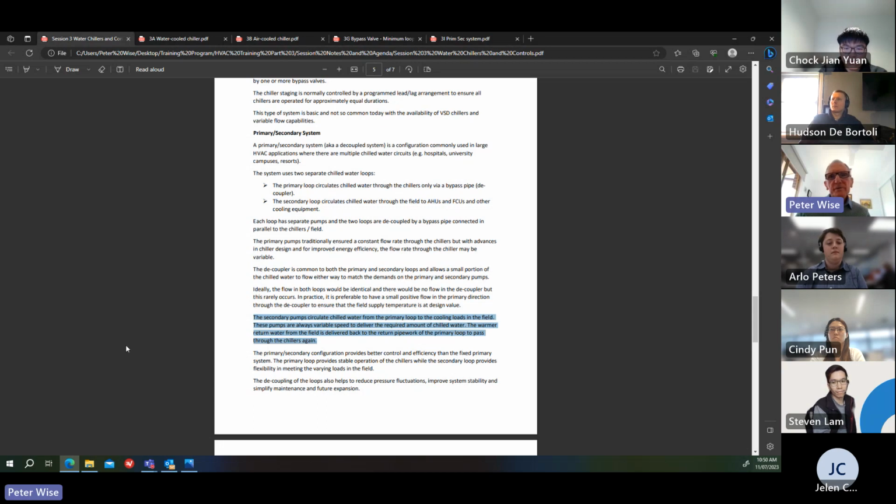Secondary pumps circulate chilled water from the primary loop to the cooling loads. These pumps are always variable speed to deliver the required amount of chilled water. So you don't have a motorised bypass. When the two-way valves in the field close down, there's less water required, so the pumps will slow down, and eventually the system will acknowledge that and start to turn chillers off. That's the most likely scenario.